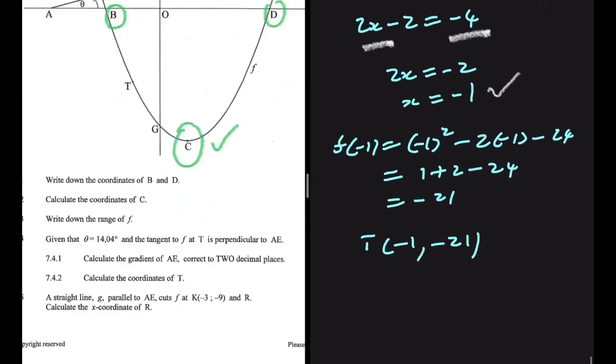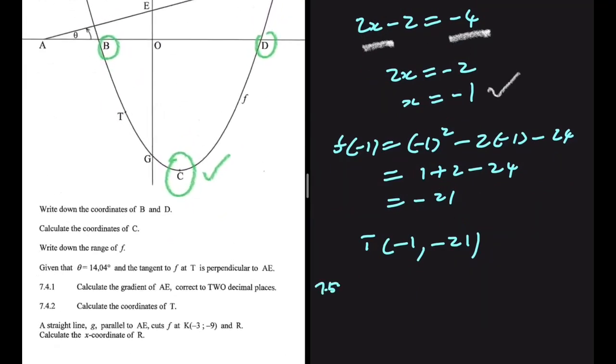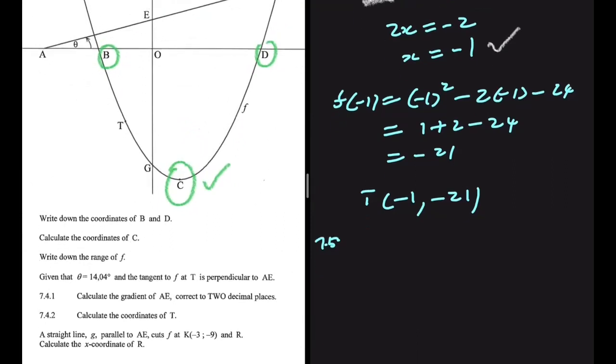The last question, 7.5. A straight line G parallel to AE cuts F at K and R. Calculate the x coordinate of R. Right, so what we are going to do here, we're going to find the equation of G. We are going to find G of x. And then after finding G of x, we can equate G of x and F of x. And then we're going to find the x coordinates at which they touch, which happen to be K and R.